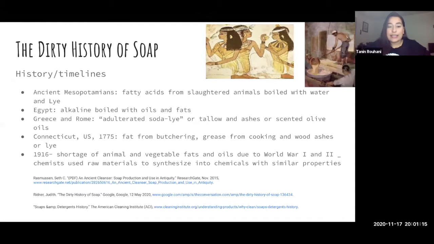It wasn't until 1916 that chemists used raw materials to synthesize chemicals with similar properties, due to the presence of World War I and II, which had caused a shortage of animal and vegetable oils and fats.